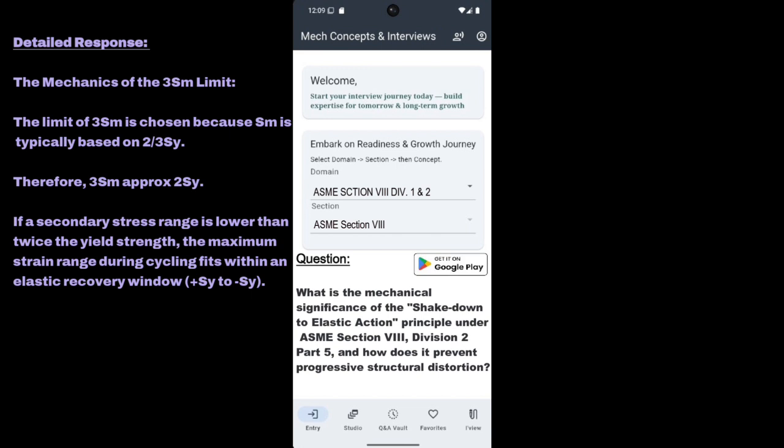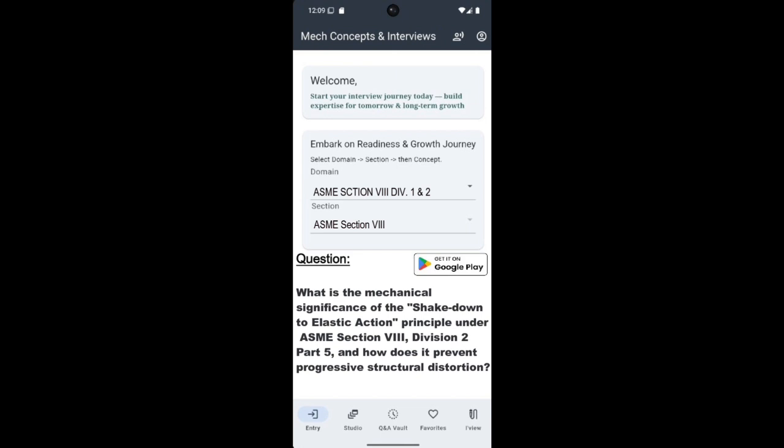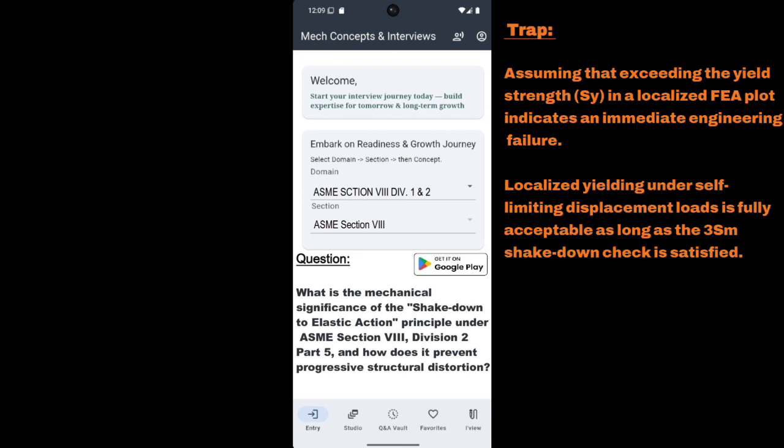Let me present a severe gut check on your analysis. If I'm the technical director reviewing your localized FEA plot right now, and the color gradient clearly indicates the stress at a junction has breached the material's yield strength, standard engineering intuition screams that the metal has failed. I understand why one would think that. You have crossed the yield point. Defend why I should not reject your design and order an immediate costly redesign.